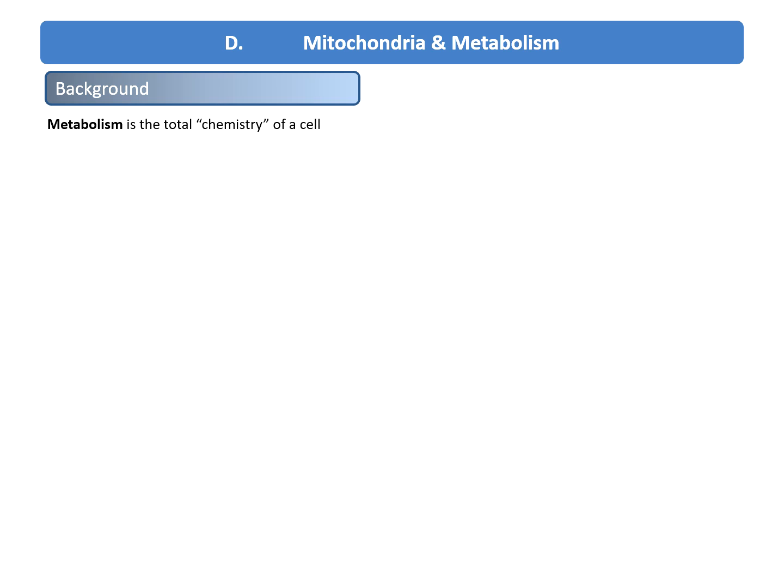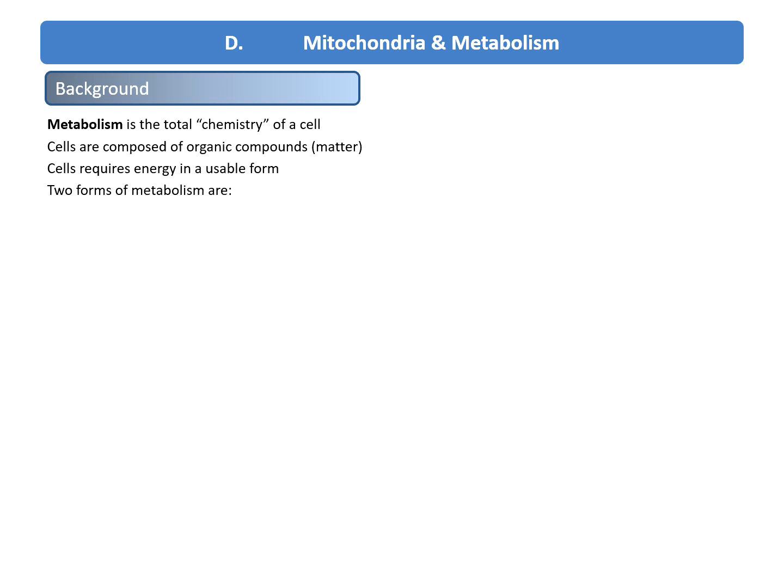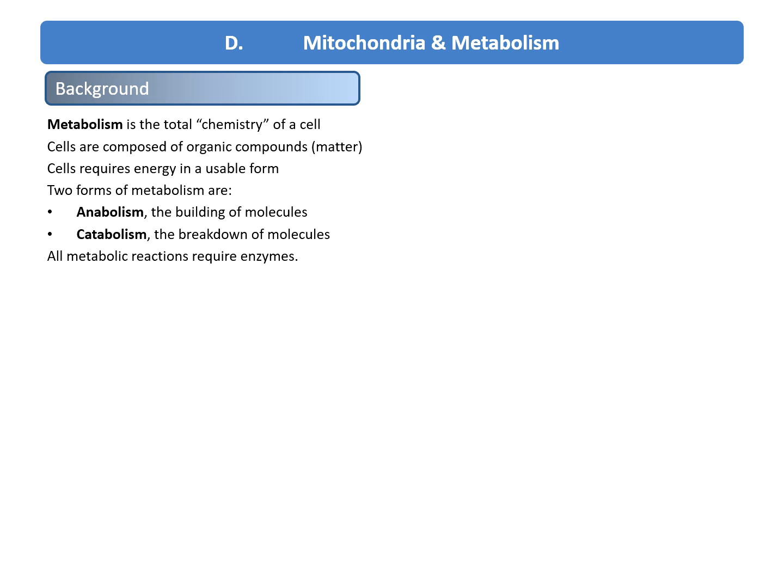Metabolism is the total chemistry of a cell. Cells are composed of organic compounds, matter. Cells require energy in a usable form. Two types of metabolism are anabolism, the building of molecules, and catabolism, the breakdown of molecules. All metabolic reactions require enzymes.